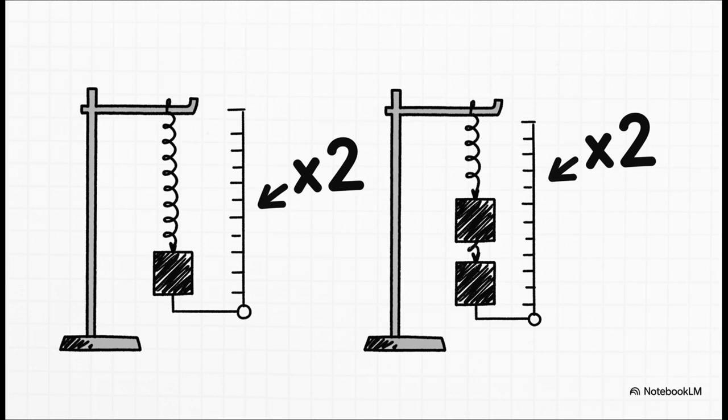We apply a force of about 1 newton, and the spring extends 30 millimeters. We double that force to about 2 newtons, and look at that. The extension almost perfectly doubles to 61 millimeters. That is Hooke's law in action, right there.